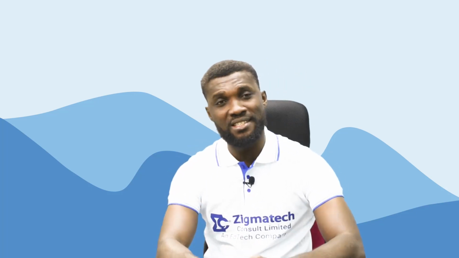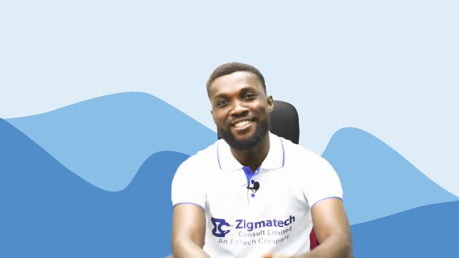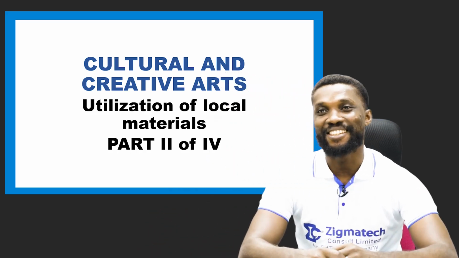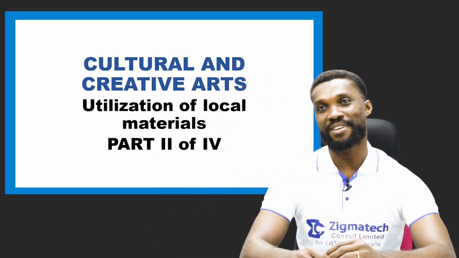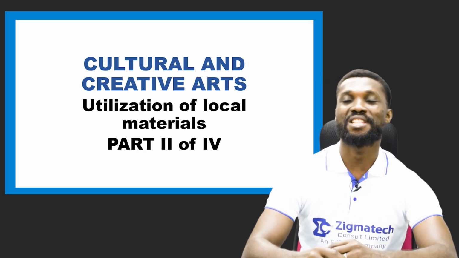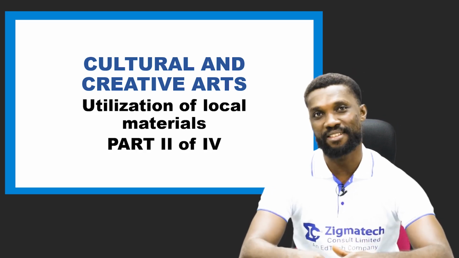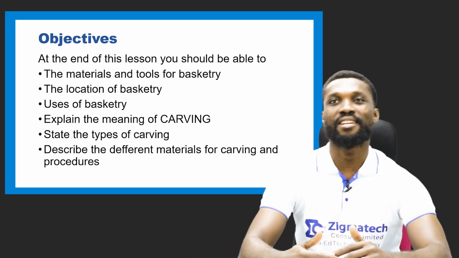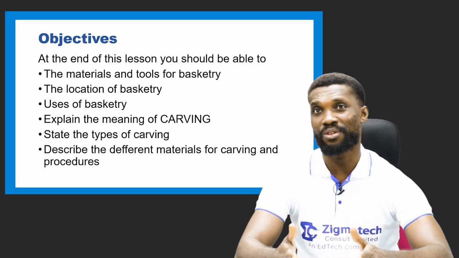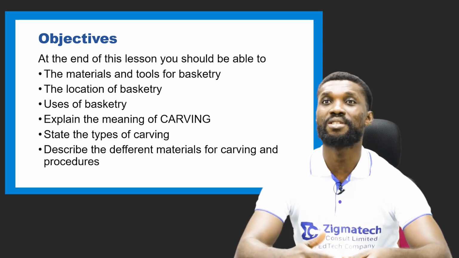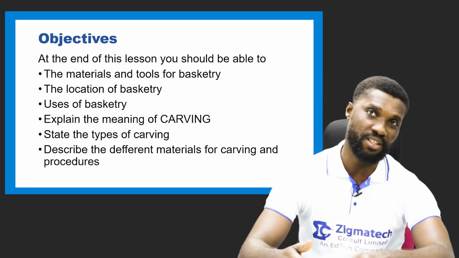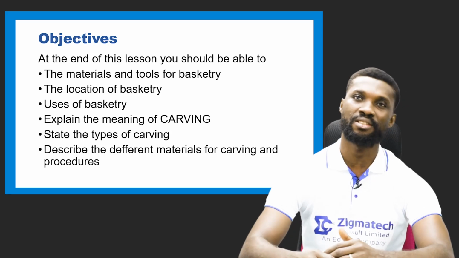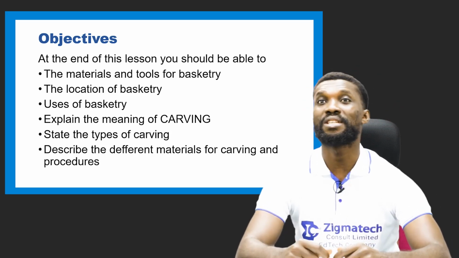Now, if you're ready for today's class, okay, let's get started. All right, welcome back once again to Cultural and Creative Art. Now, this is part 2 of utilization of local material. In our first part, we looked at weaving, and we talked about a lot of weaving. We talked about the utilization of local material. We talked about the tools and objects that are gotten from weaving, and locations and places where those things are done. We talked about the kind of weaving that we have, and then we looked at basketry.